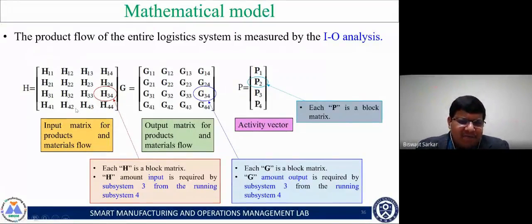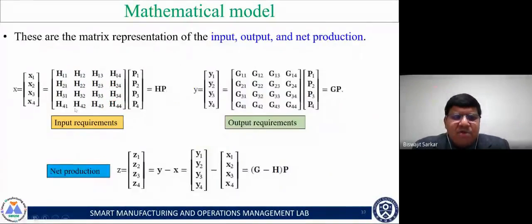H is the input matrix of products and material flow, and G is the output matrix of products and material flow, and then P is the activity vector. P is, you can say, the block matrix. Just suppose one example: H34 means the input from subsystem 3 running to subsystem 4. Same for G also. So this is the output from subsystem 3 running to subsystem 4. This way we are trying to develop all inventory, unfinished inventory, in terms of this block matrix.